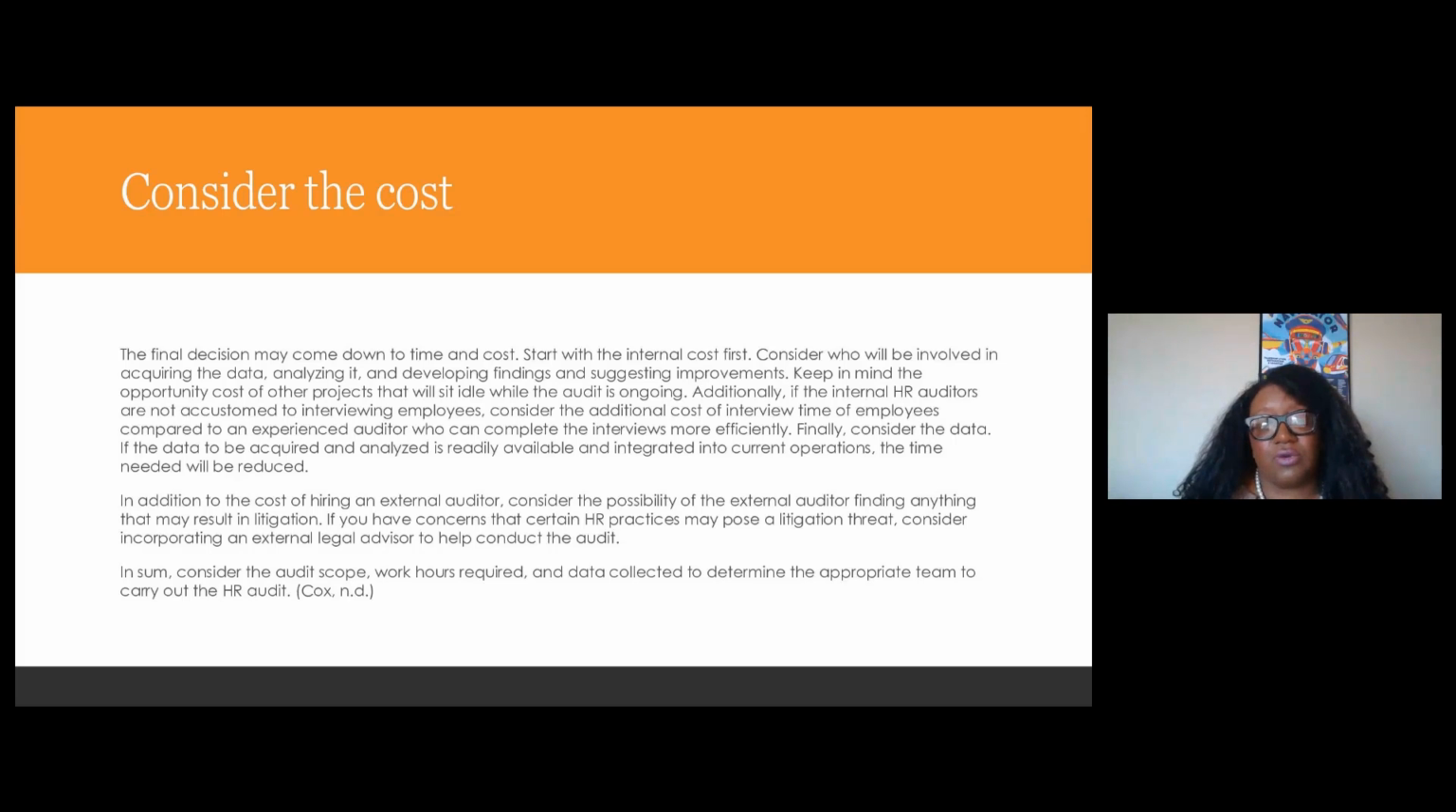the audit. So scope, what are you auditing? All right, we're not auditing things that aren't necessary for this effort. Work hours required, how long is it going to take, what time do you want to dedicate to the audit process? And then the data collection, so who's going to collect it, and then also who's going to review it, because those things are not necessarily the same person. Any questions or comments so far?